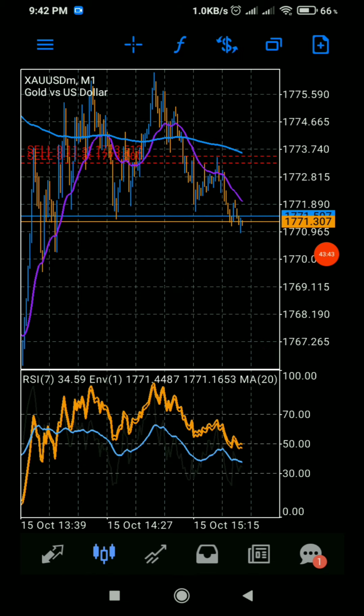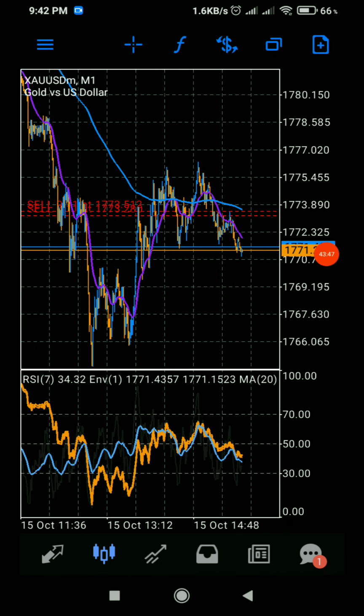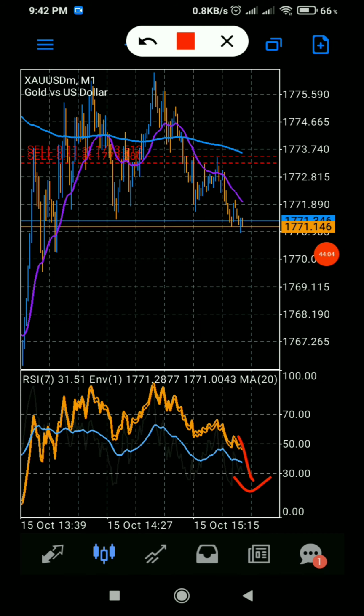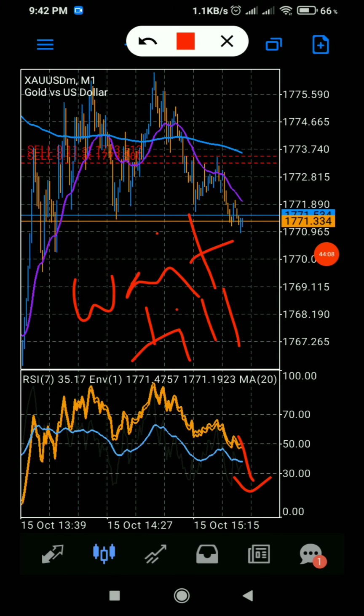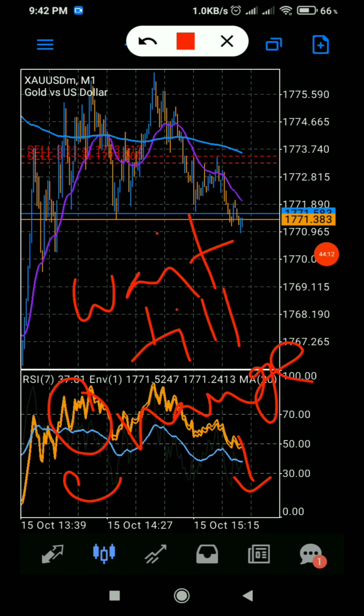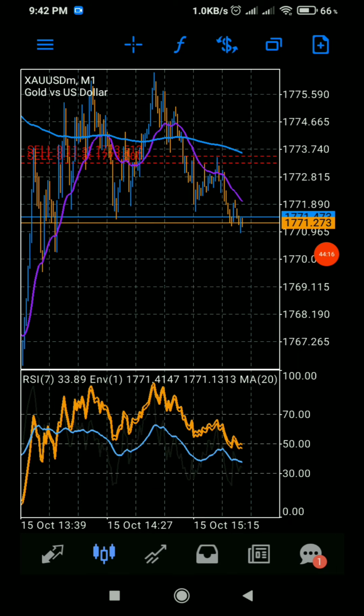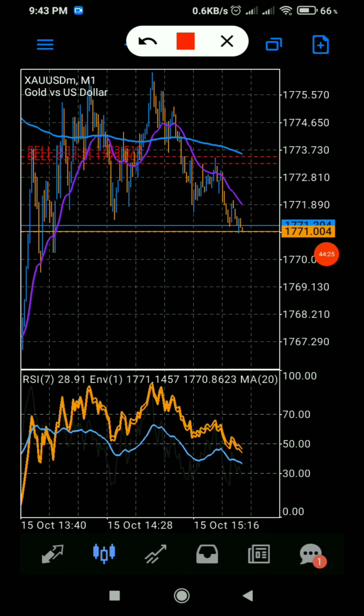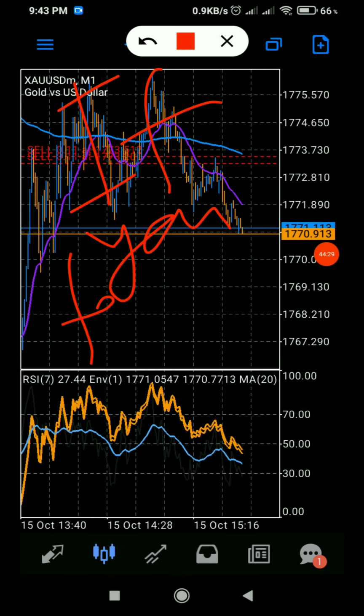So price is now hitting down nicely, and we are expecting much from this level, and I'm still waiting till the orange is going to touch the 30, and then I will take profit.